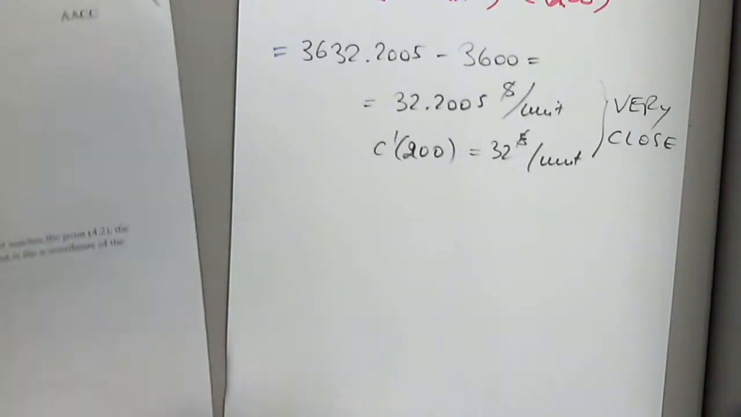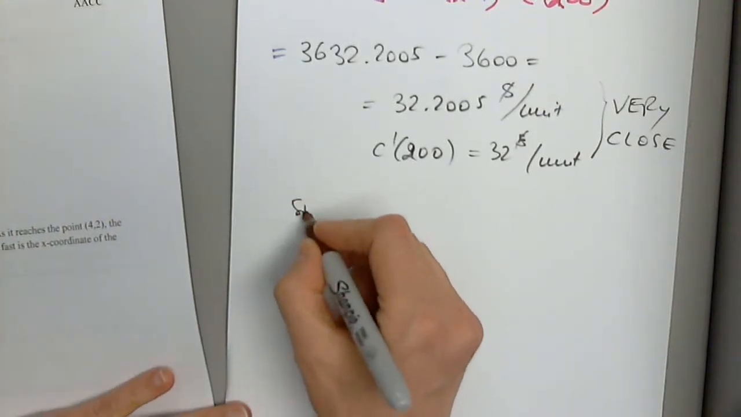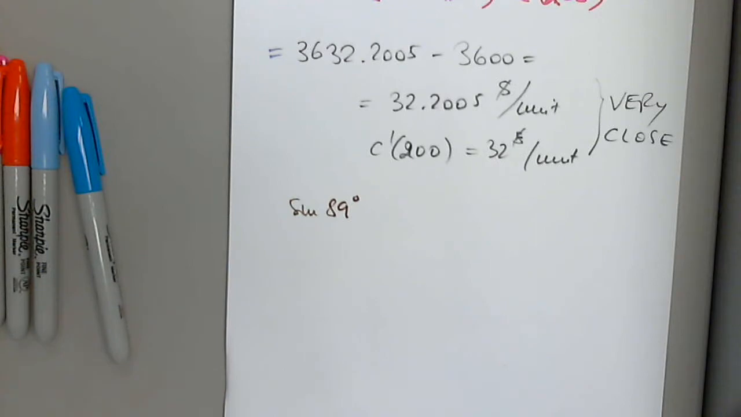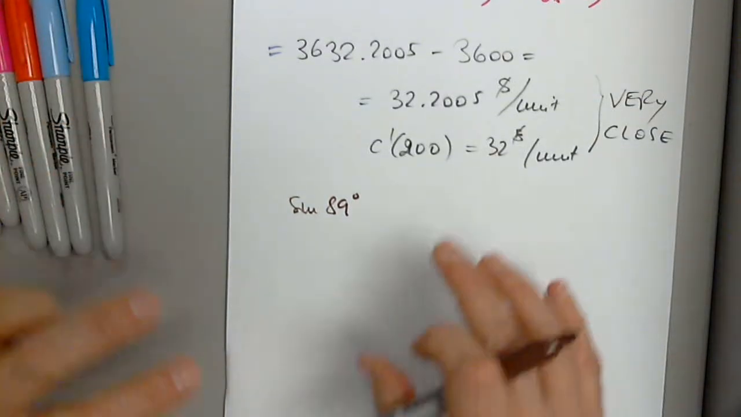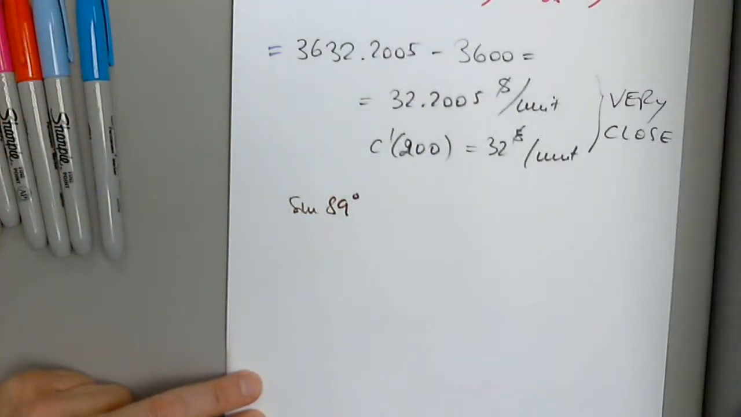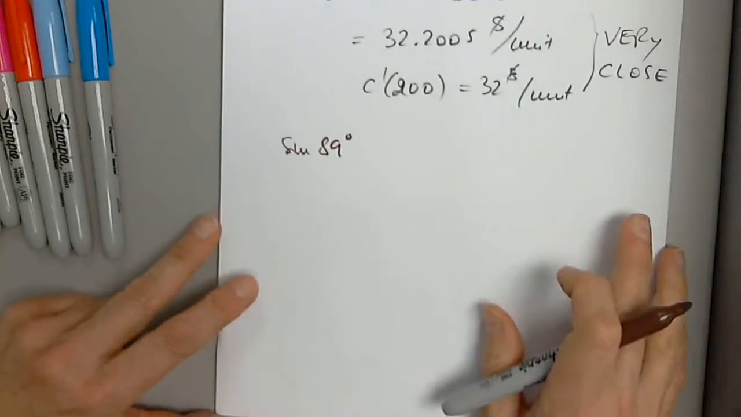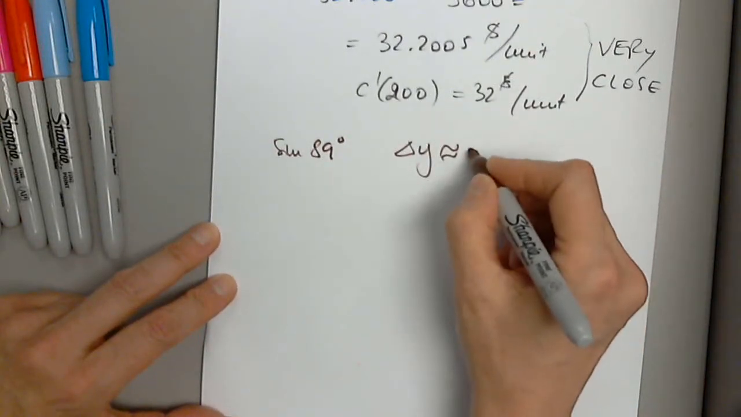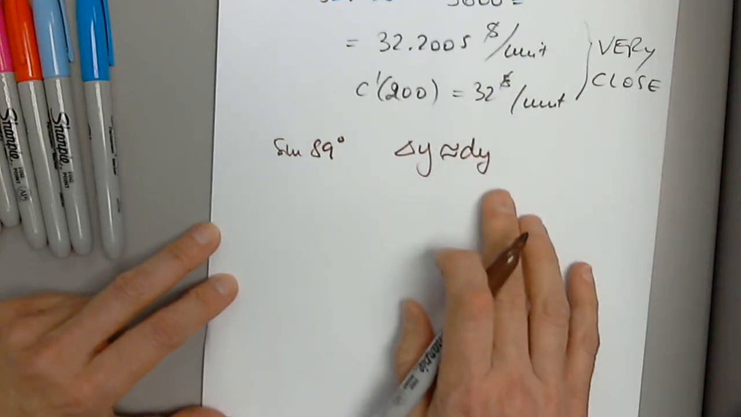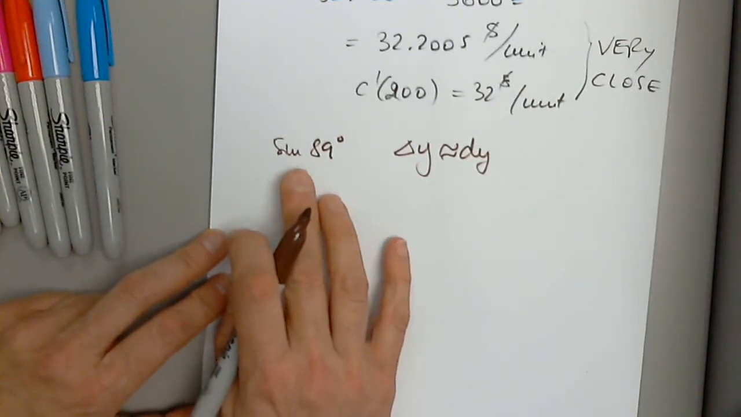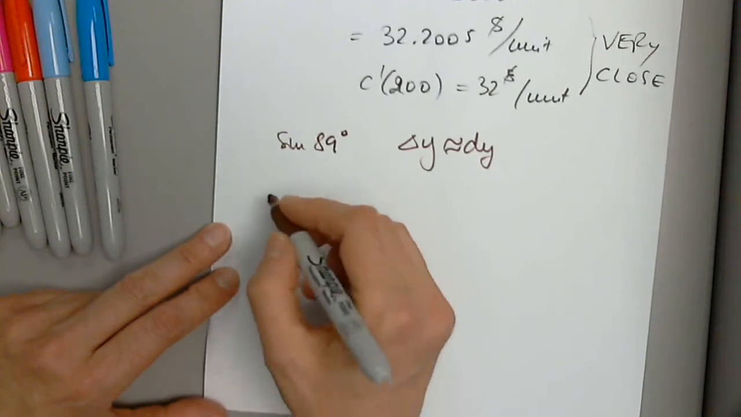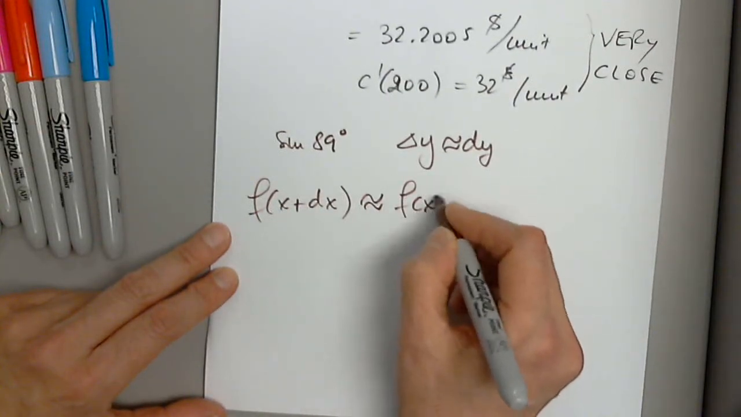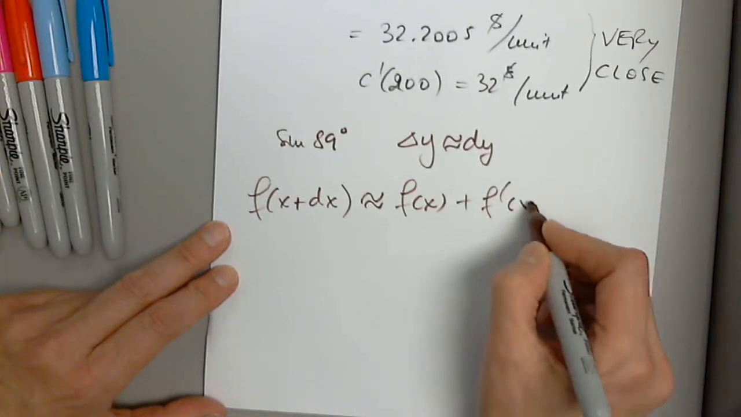Okay, use differentials to estimate sine 89. I'm less interested in the number. I'm more interested in the technique. Remember, you don't have to memorize this, but once you understand this relationship, you will know where it is coming from. So this is f of x plus dx, which is approximately f of x plus f prime of x dx.